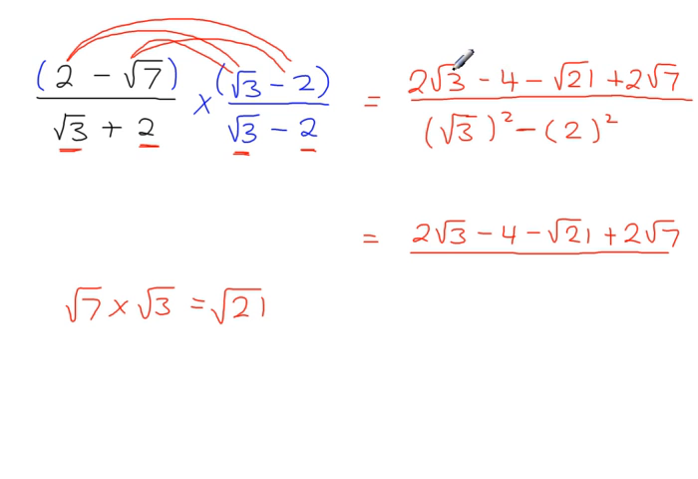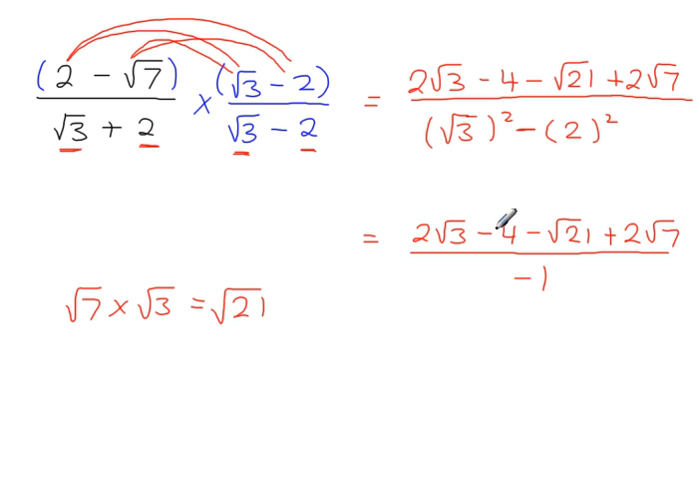The numerator will not simplify. That's a root 3 term. This is a root 21 term. This is a root 7 term. They're all different. You can't simplify these. The denominator, root 3 squared, the square root and the square cancel to give you 3, minus 2 squared is 4. 3 minus 4 gives minus 1. So I can simplify this by writing it like this.